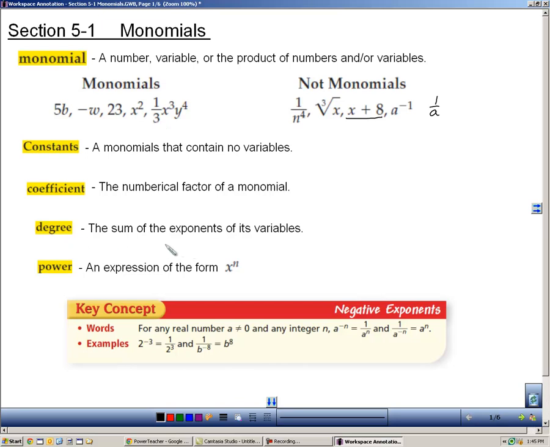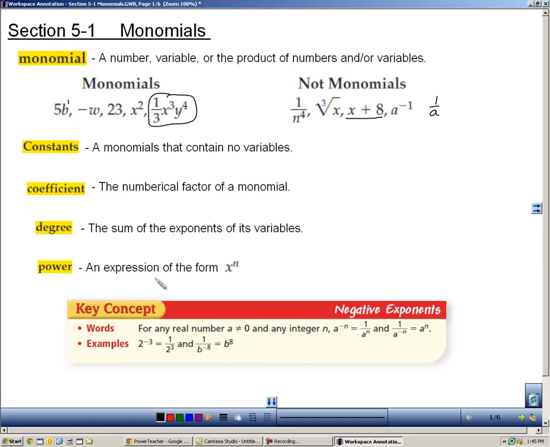The degree is when you add up the exponents on the variables. So if I look at the 5b, its degree is a 1 because there's really a b to the first power there. Here the w has a 1. The degree of the number 23 is 0 because the exponent on any of the letters is 0 because there are none. The degree of the x squared is 2, and the degree of this entire monomial here is 7 because you're going to add the 3 plus 4 and get 7.